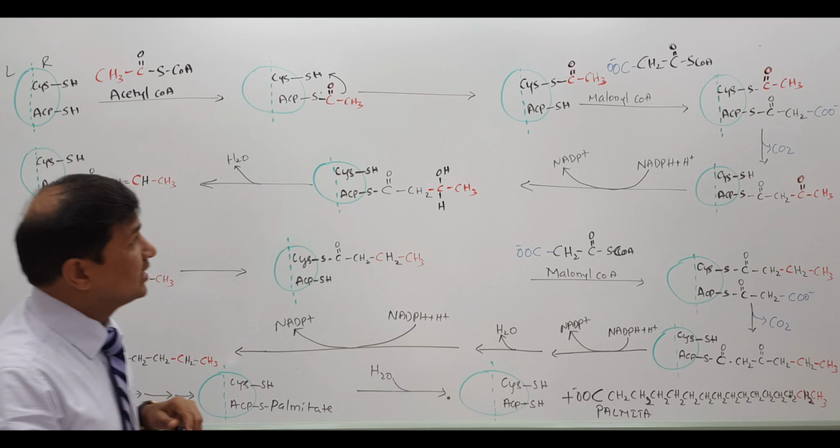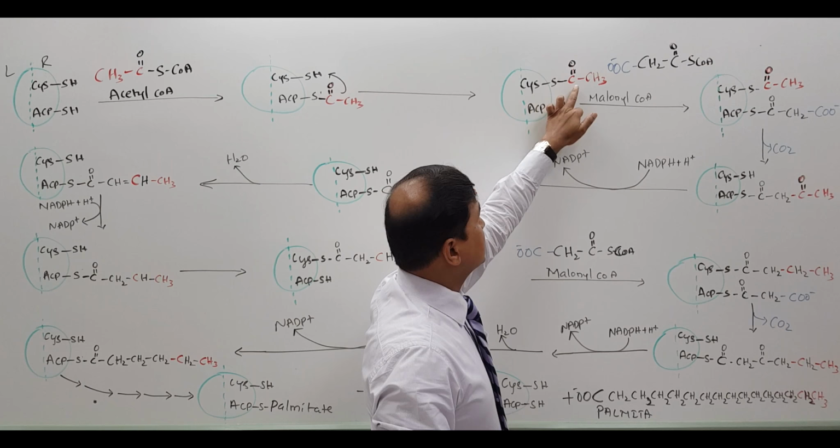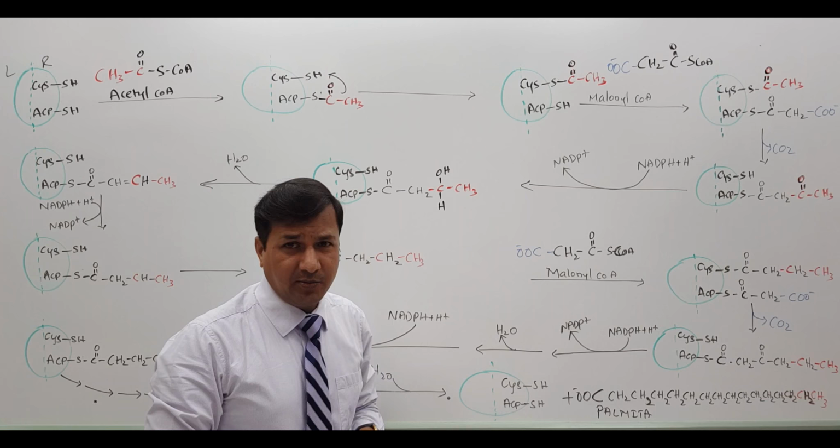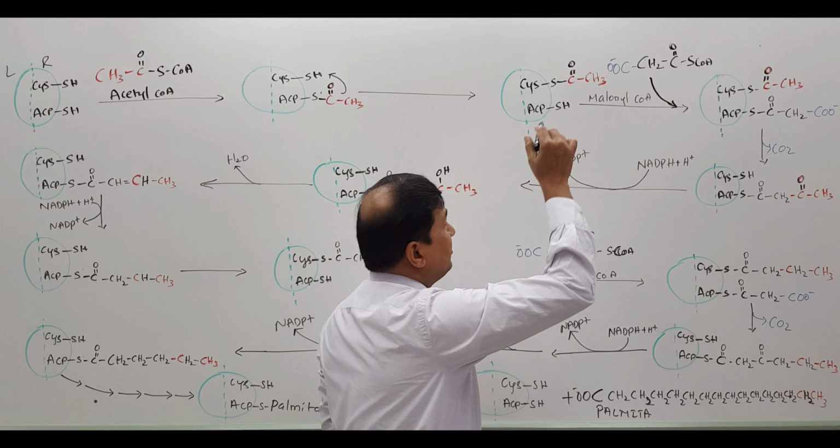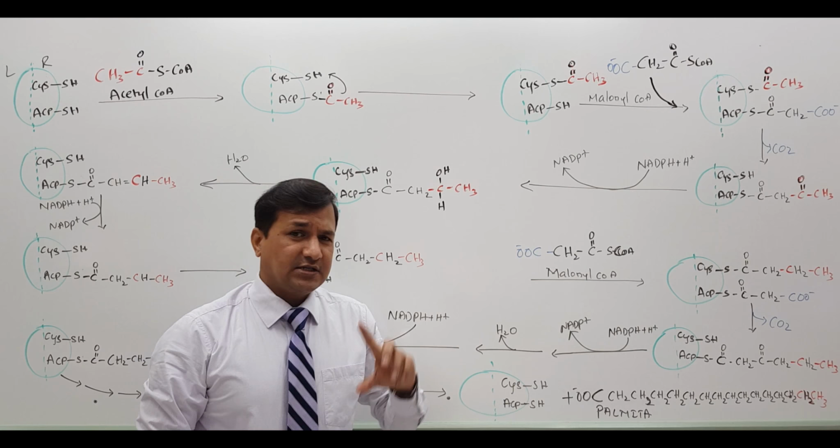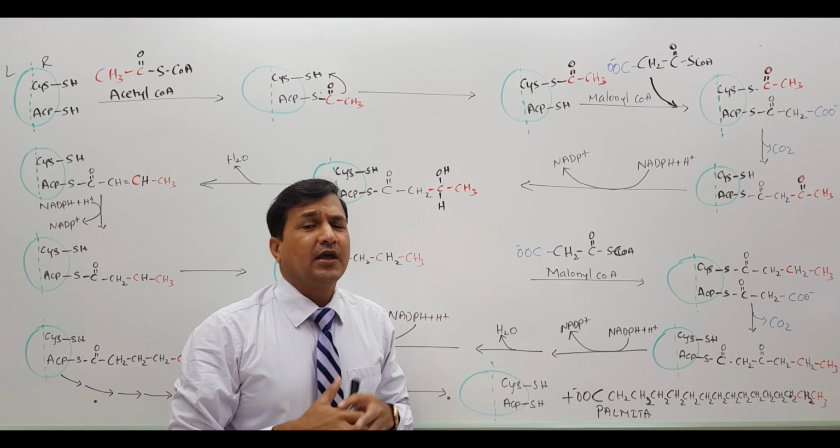Now, your ACP position is vacant. Cysteine position has got two carbons coming from acetyl CoA. Now what comes is the malonyl CoA molecule. So this is the malonyl CoA, which is coming into the reaction, and that malonyl CoA is synthesized by acetyl CoA carboxylase. As I explained to you before, acetyl CoA carboxylase is the regulated and rate limiting enzyme in fatty acid synthesis.